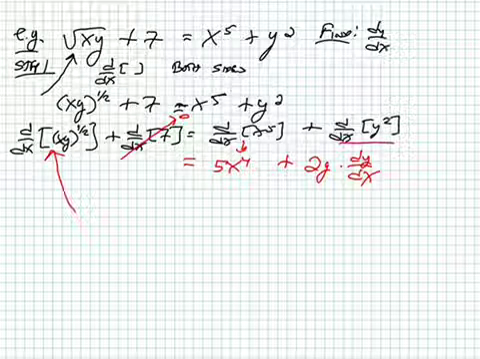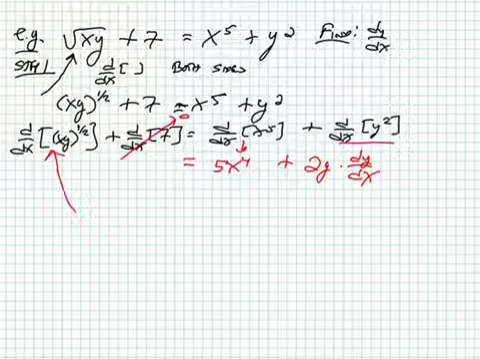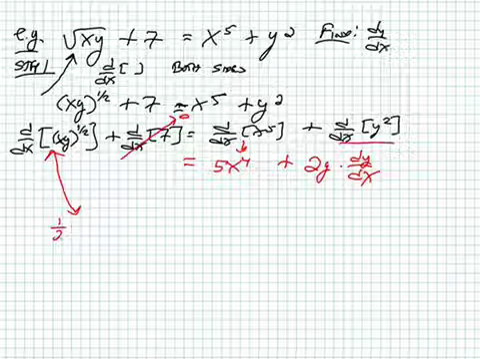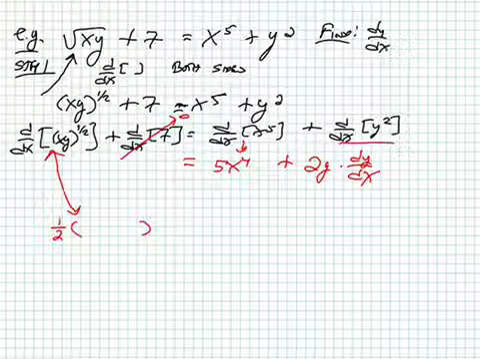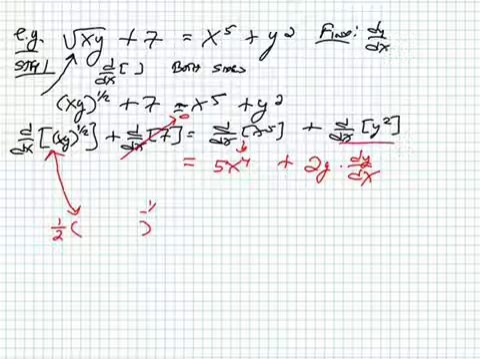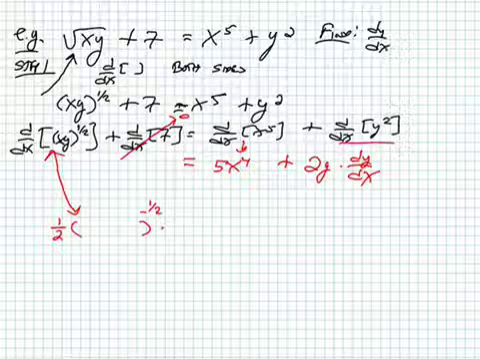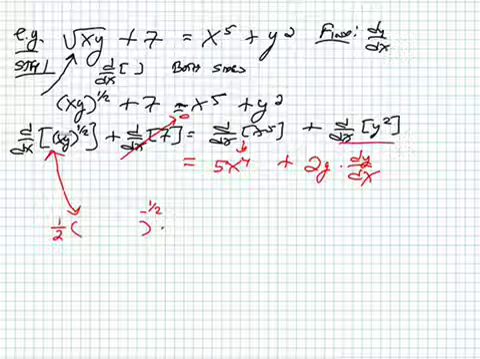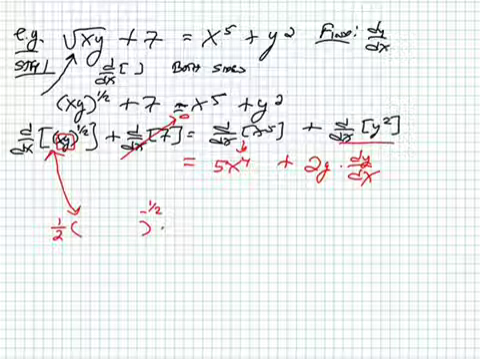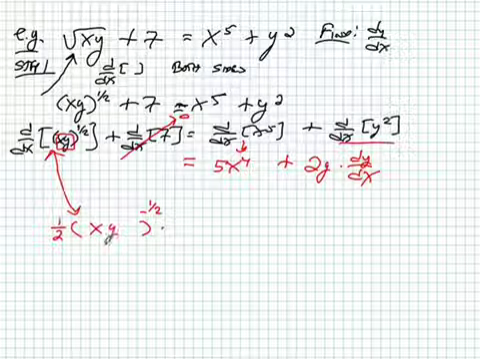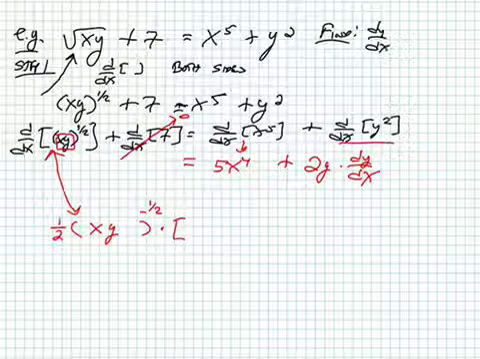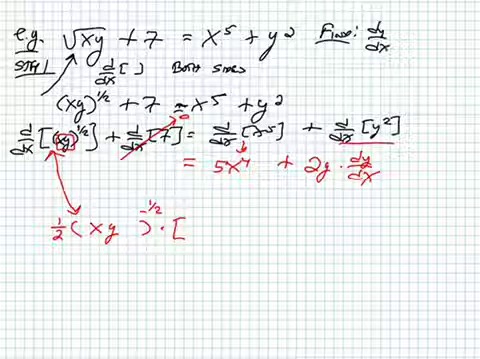Now over here, I've got some trickery because I've got to use the chain rule, since I've got something to the 1/2 power. The derivative of something to the 1/2 power is going to be 1/2 of that something to the negative 1/2 times the derivative of that thing. The something is what's inside, which is x times y. So I've got 1/2 of x times y to the negative 1/2 power times the derivative of what's inside, so it's the derivative of x times y.